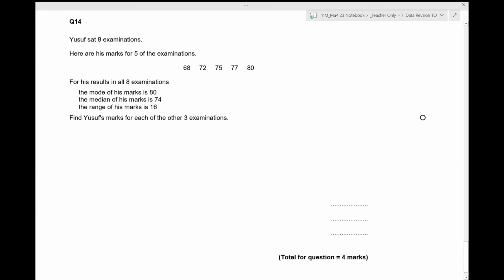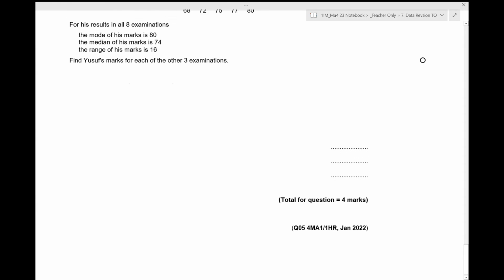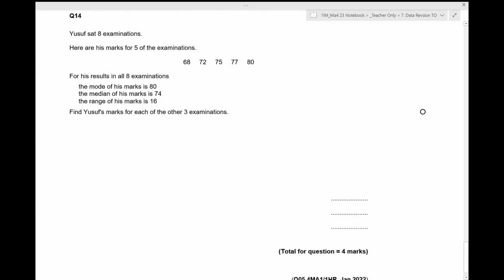Right, we've got 8 examinations being sat here by this person. Here are 5 of the marks: 68, 72, 75, 77 and 80. For his 8 examinations, let's put 8: 1, 2, 3, 4, 5, 6, 7, 8. The mode of the marks is 80. Okay, I'll have to come back to that one in a minute.